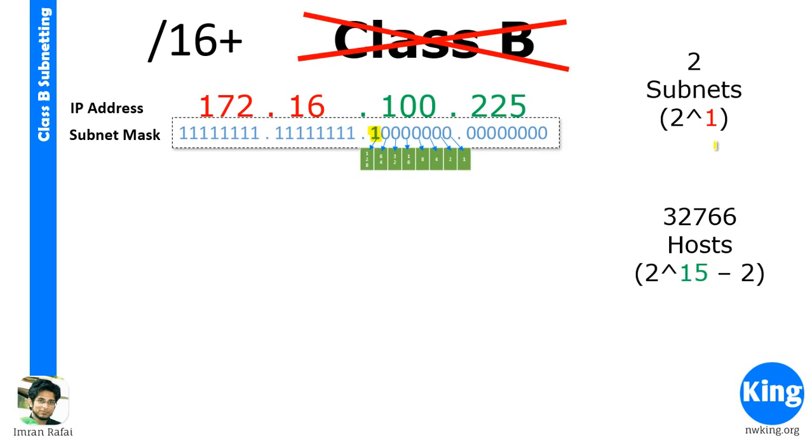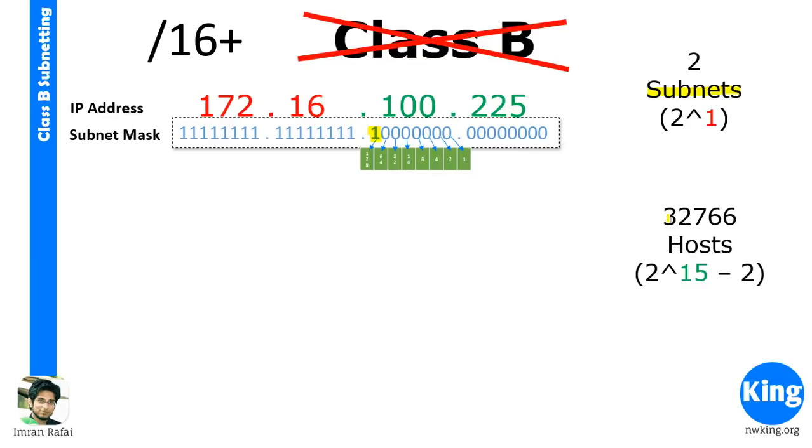From what we know already, 1 bit borrowal means you get 2 subnets, 2 to the power 1, which also means that you get 2 to the power 15. 15 is nothing but the number of zeros, so 2 to the power 15 minus 2 hosts, that is 32,766 valid hosts.